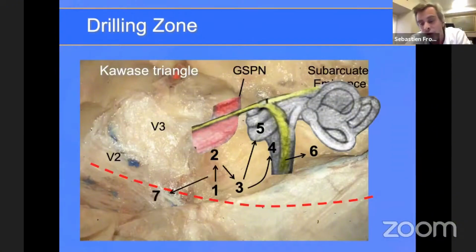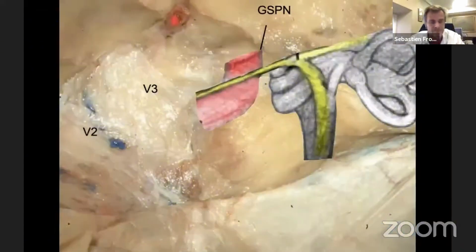And finally, you need to drill the petrous apex, the true petrous apex. The true petrous apex, in fact, is below Meckel's cave. And for petroclival meningioma, for example, it's extremely important to drill this area because this really will allow you to coagulate the medial clival artery, for example.